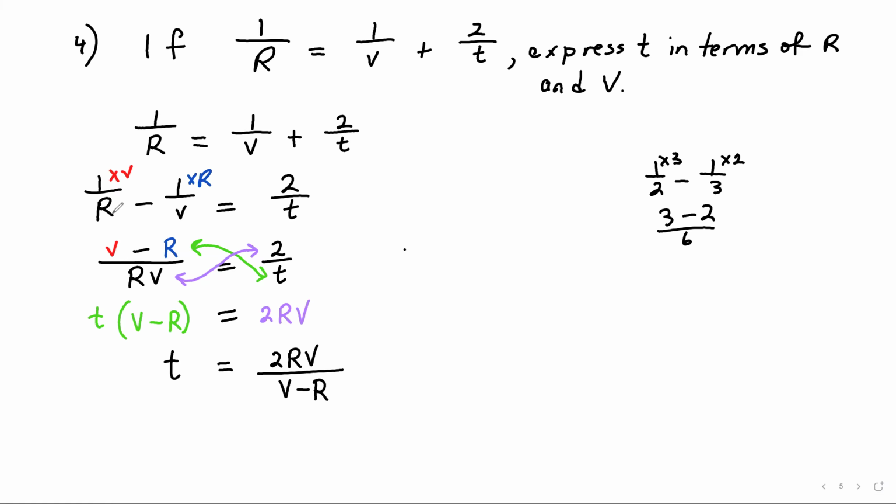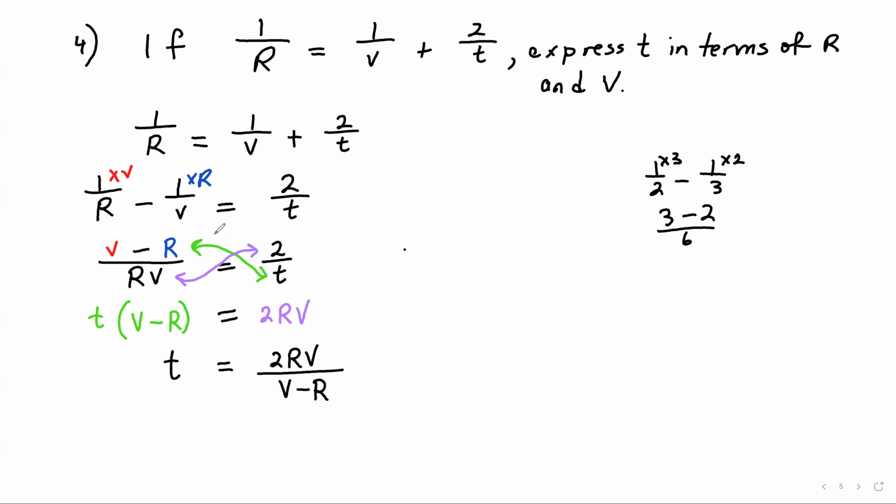And then, just like with regular fractions, I'll say r could go into rv, v times, and I multiply the old numerator by that. So 1 times v is v, and then v could go into rv, r times, and 1 times r is r. So I end up with v minus r over rv is equal to 2 over t.